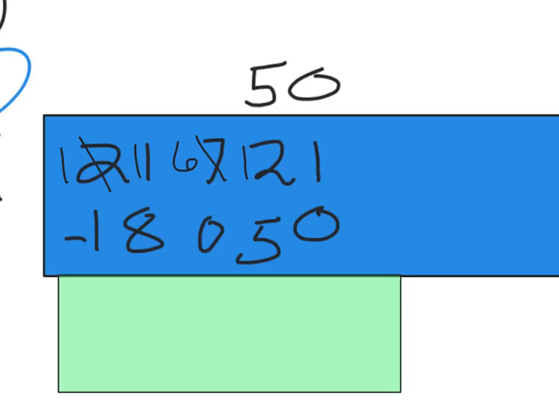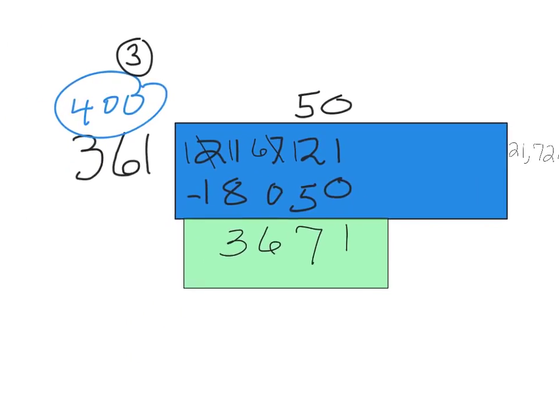And now I am going to subtract. 1 minus 0 is going to give me 1. 12 minus 5 is going to give me 7. 6 minus 0 is 6. And then 11 minus 8 is 3. And 1 minus 1 zeroes out. So let's go ahead and look at where we're at.